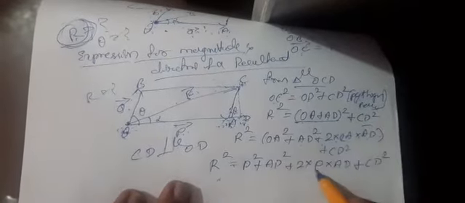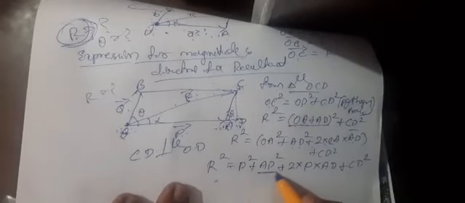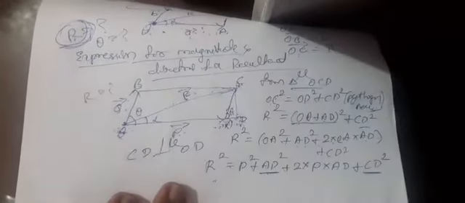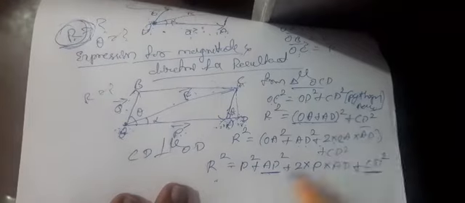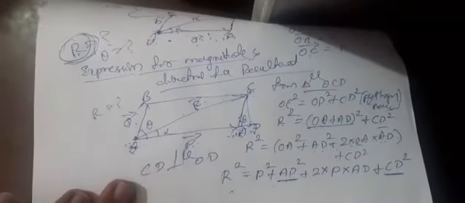Now, first find the values of AD and CD. This is the first point: find the values of AD and CD. First, the AD value. How to find AD?